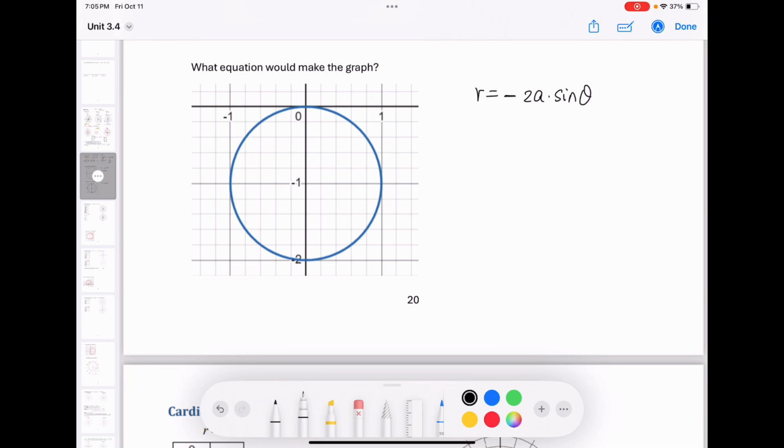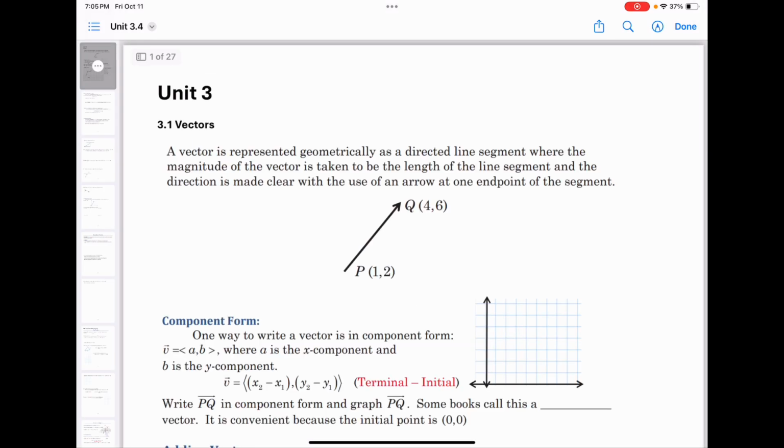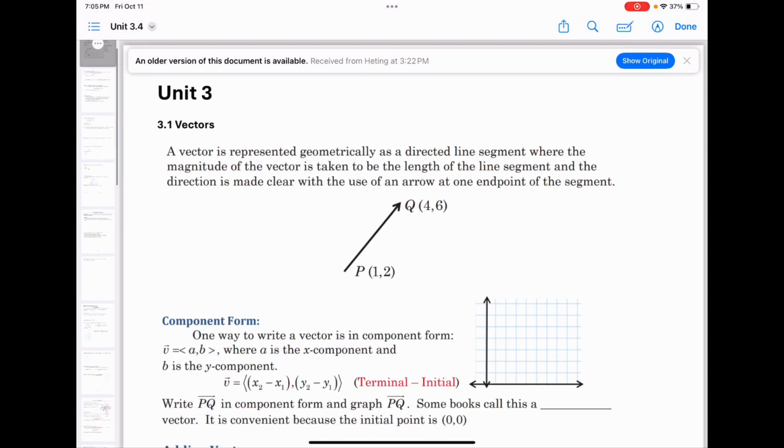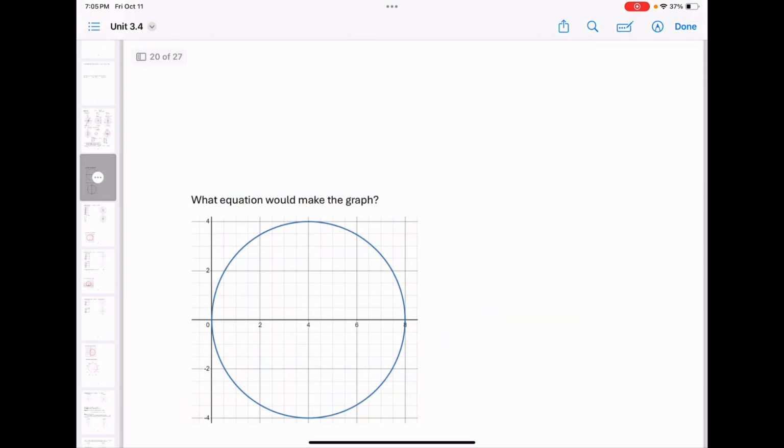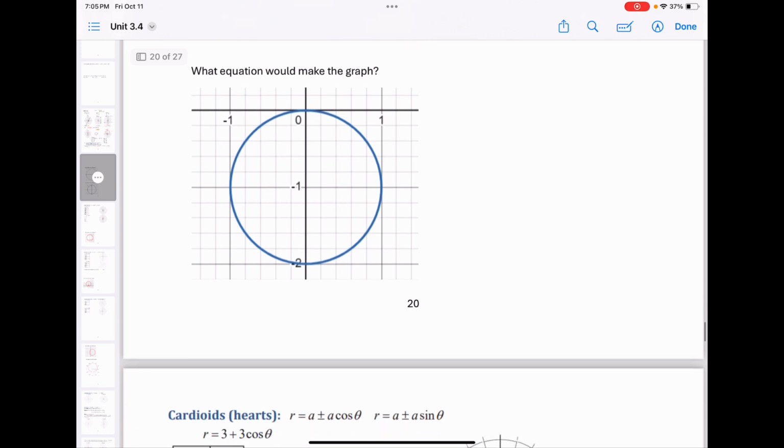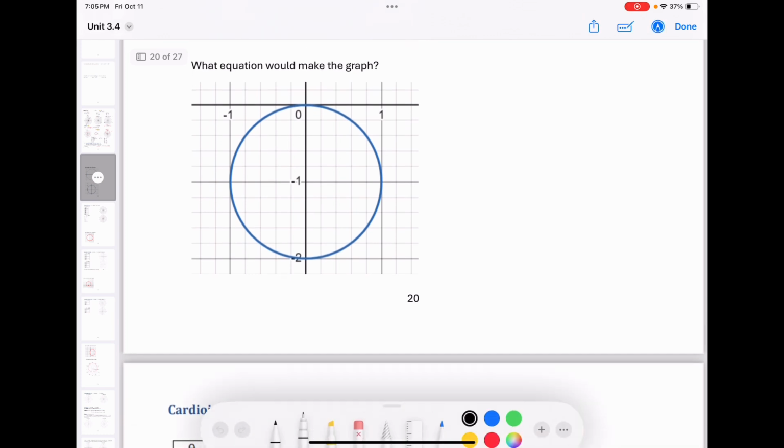Okay, let's decide the 2a. Let's come back. It's disappeared, but it doesn't matter. So we can do this one again.